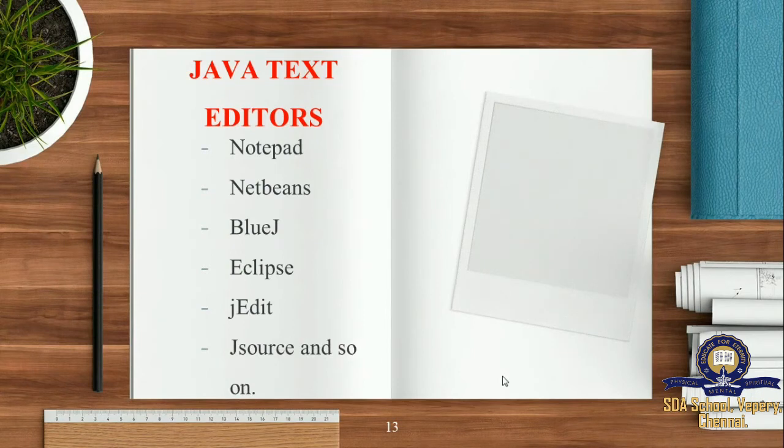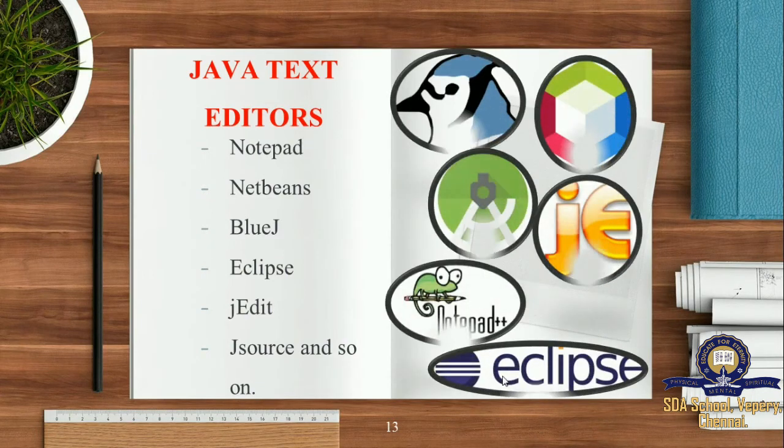For this chapter, which editor are we going to use? We are going to use BlueJ. BlueJ is a Java development kit. We are going to use this text editor for the Java program. Okay.